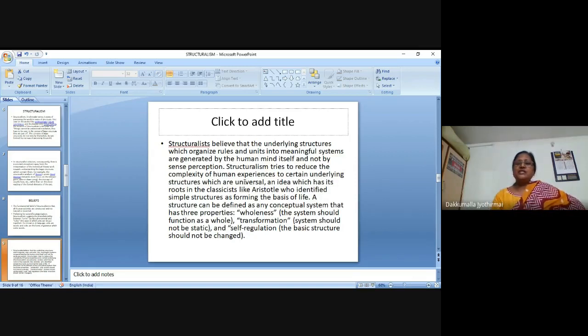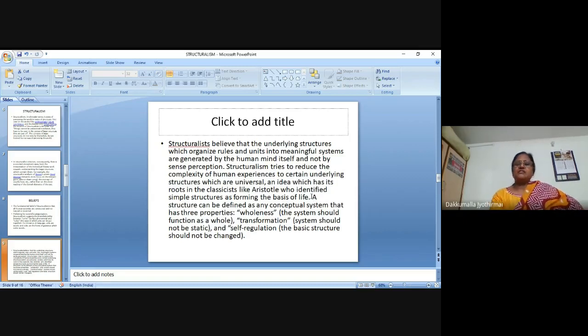Putting them to certain underlying structures which are universal. Take for example, language is a structure. Universally, it is a structure. An idea which has its roots in the classicists like Aristotle. Of course, Aristotle also has the same idea, who identified simple structures as forming the basis of life.